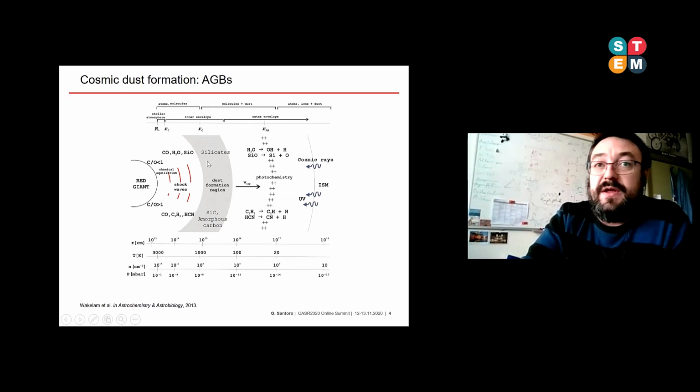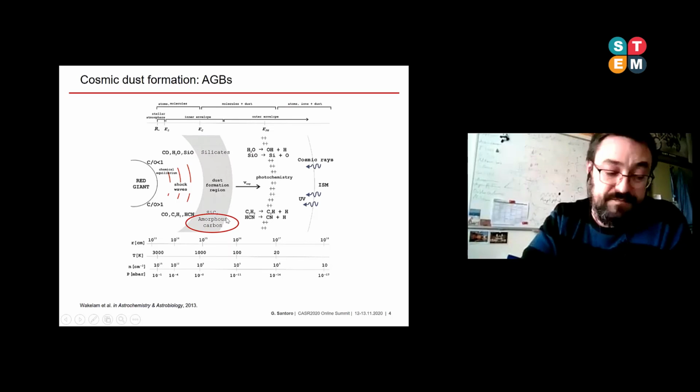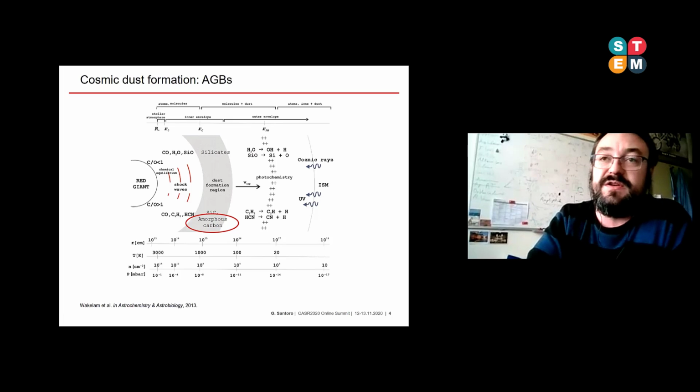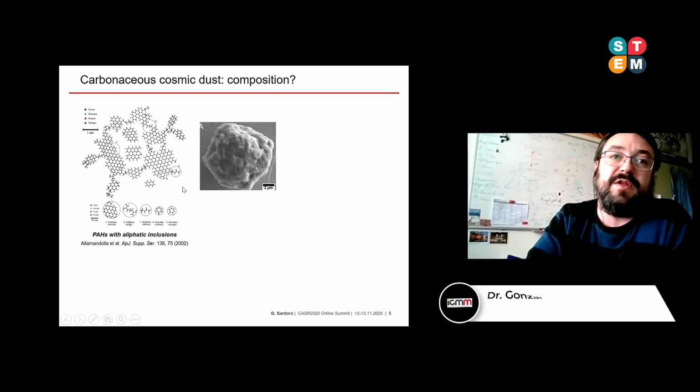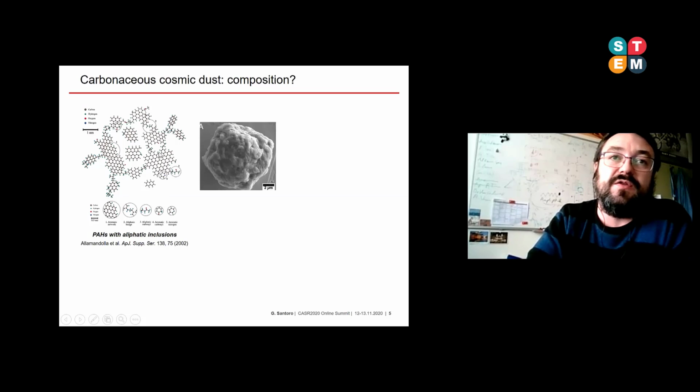Whereas the composition of silicates and carbides is very well constrained, the composition of this carbonaceous dust has been under debate for the last 20 years or so, and different models have been proposed. Probably the most accepted one considers that the dust is formed by the aggregation of these kinds of structures that we can see here, which contain mainly polycyclic aromatic hydrocarbon domains linked by some aliphatic bridges.